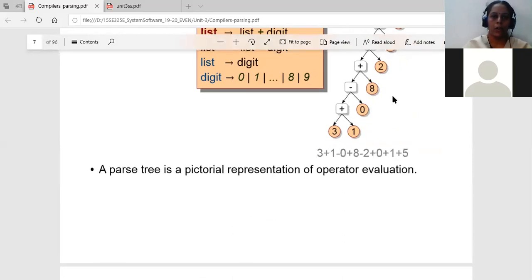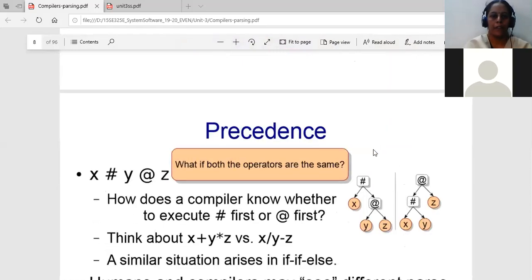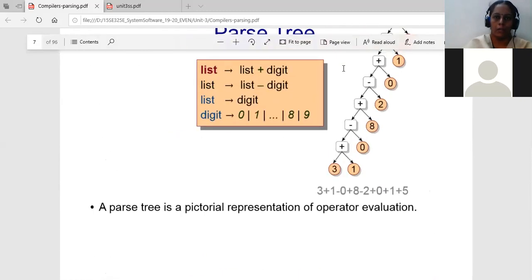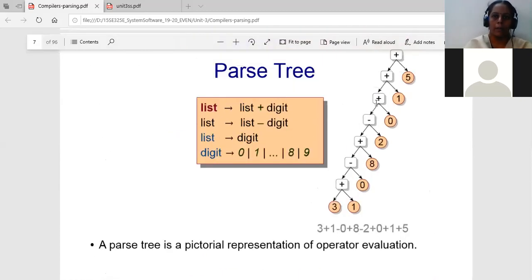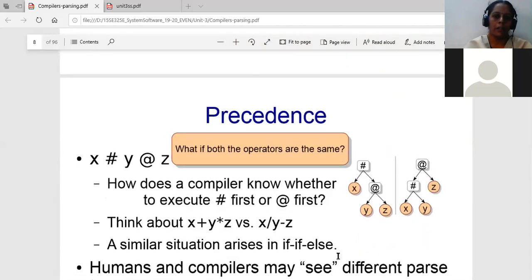So this is a pictorial representation of your regular expression evaluation. And one more thing: here we have only plus and minus. The precedence of both plus and minus is the same here, so there is no problem. But what happens when you have different operators, for example star and plus, coming together without any brackets here?